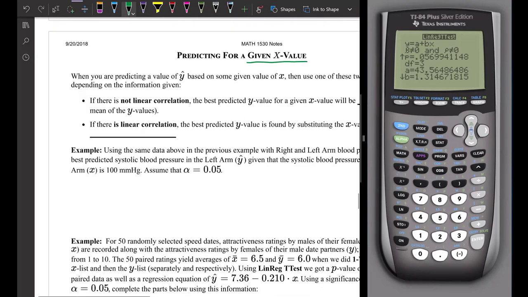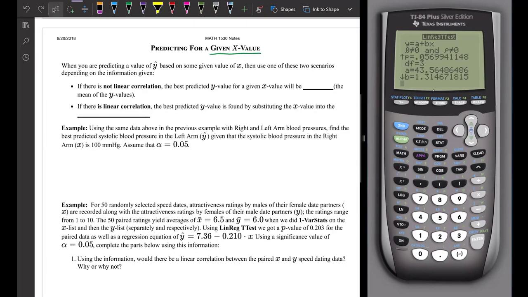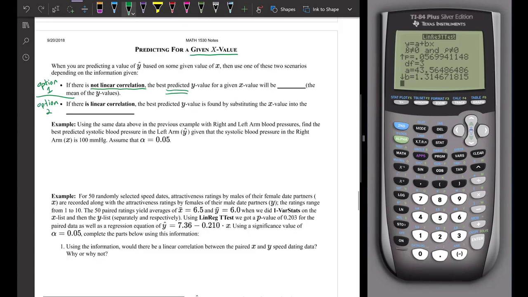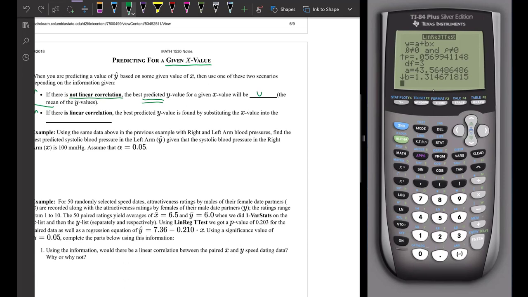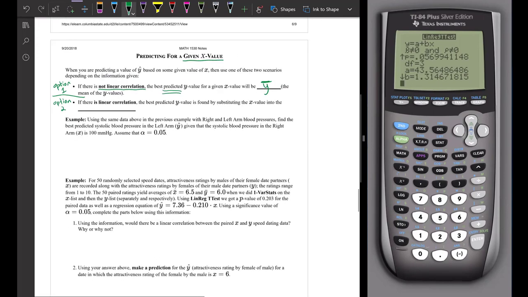Okay. So what you're going to do is break it down into two scenarios. I'm just going to call these option 1 and option 2. Option 1 says if you don't have linear correlation, so in the case that the p-value is larger than 0.05, you're going to say the best predicted value for the Y is going to be the average of the Y, with the bar over it. So you take your Y's and average them up.